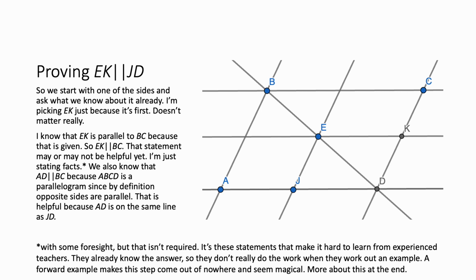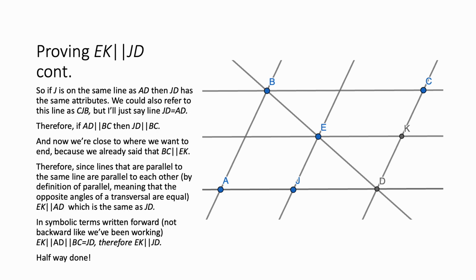Okay, so now I've got another point. I can say that because J is on AD, it's the same line. I could call this line AJD, but to make it simple, I'm just going to say JD is equal to AD. That line is the same line. The line segment isn't the same because they're different lengths, but the line is the same. So if AD is parallel to BC, then BC is also parallel to JD, because it's the same line.